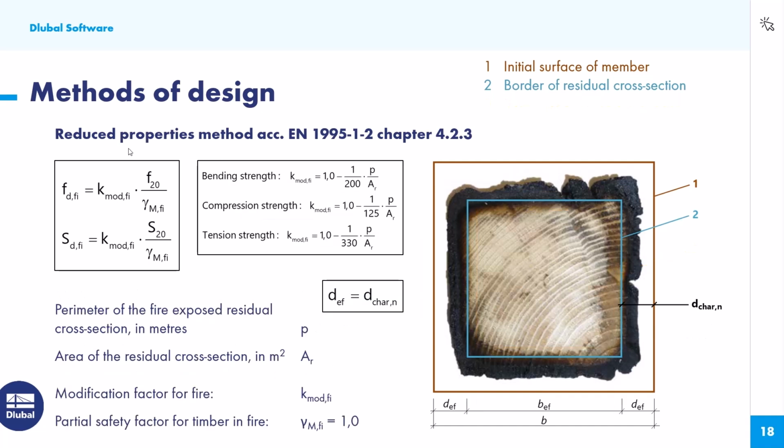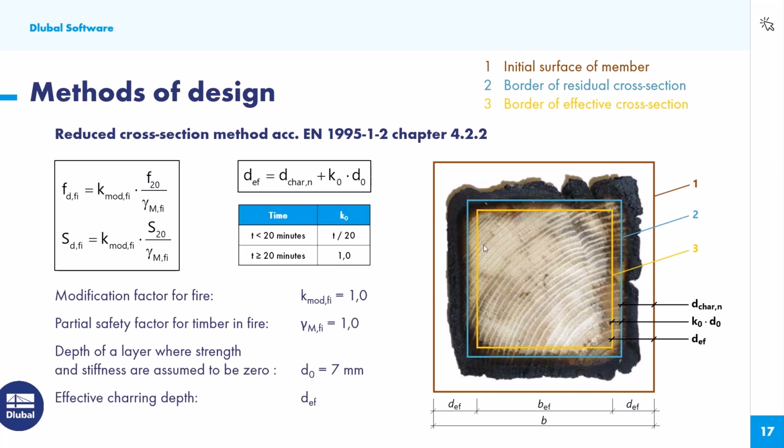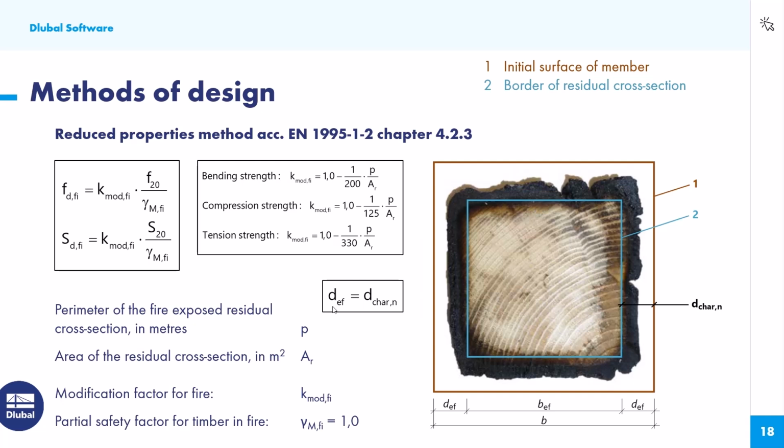The reduced properties method is actually similar. We have the initial surface of the member and we have the border of the residual cross-section. What we don't have is this additional 7 millimeters, so the yellow line here. That means the effective charring depth is the charring depth. But we have to consider a k_mod factor which is smaller than 1.0. And this k_mod factor depends on the perimeter of the fire exposed residual cross-section and the area.